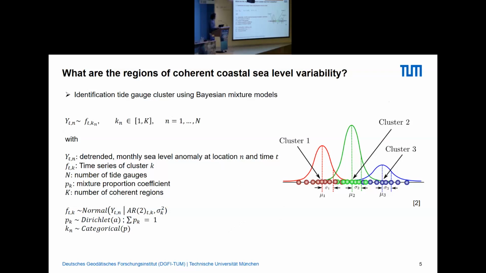Here they are modeled as second-order autoregressive processes, and we prescribed the number of clusters, and then we estimated a categorical parameter k, which defines which tide gauge is linked to which cluster. Such Bayesian mixture models are also shown in a one-dimensional way on the right-hand side, where the set of observations can be associated with a mixture of different Gaussian distributions.